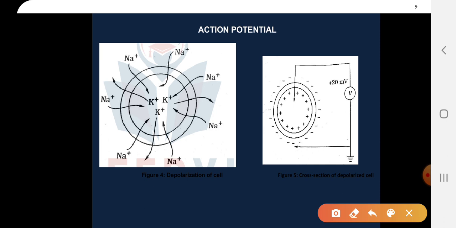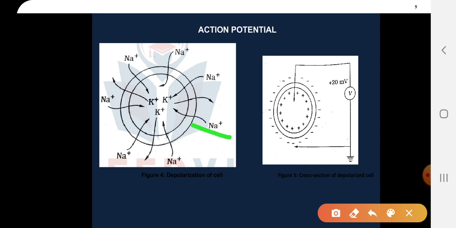The process is called repolarization, meaning the process of changing the cell from the action potential back to the resting potential is called repolarization, right?